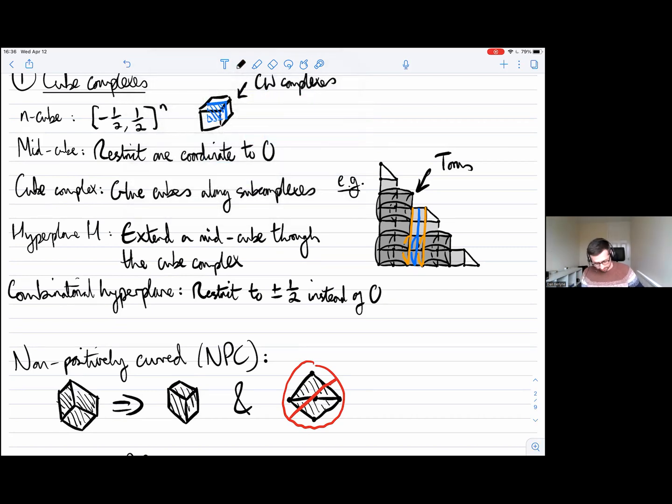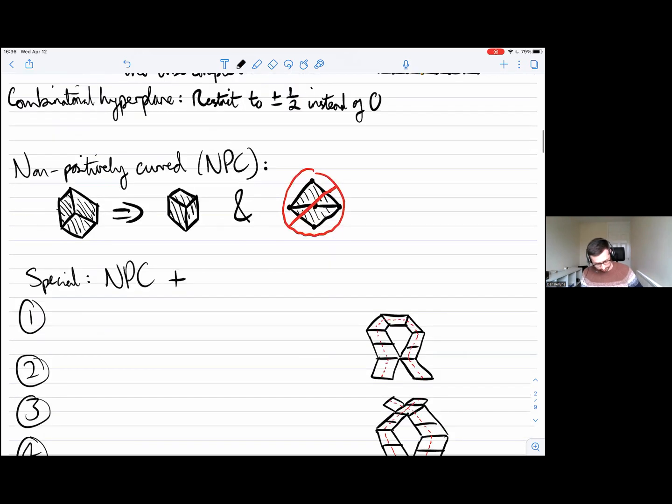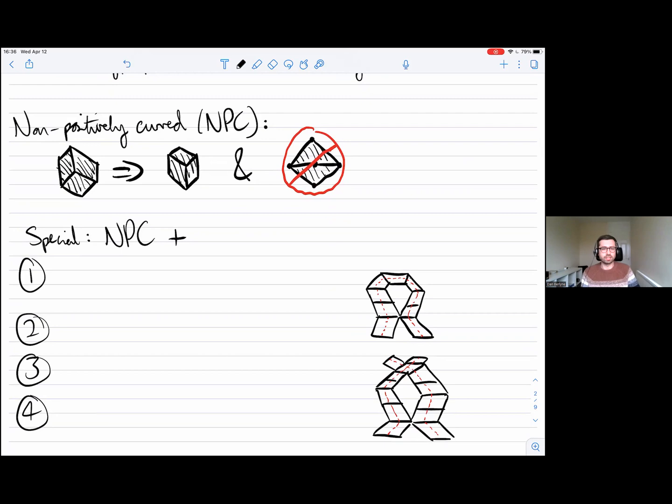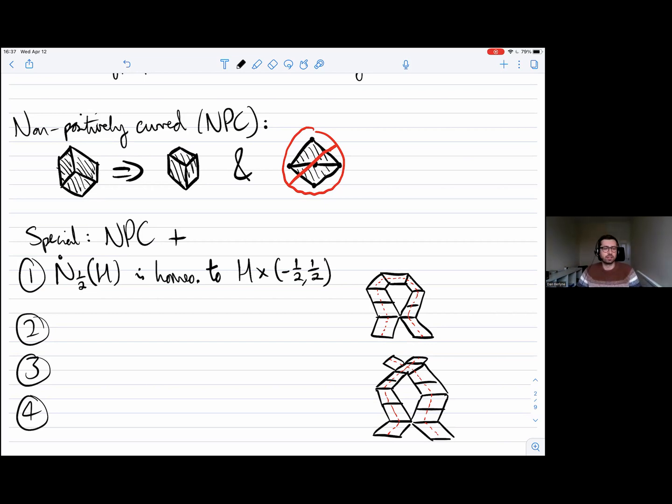So, given this non-positive curvature, we can also define what it means for a cube complex to be special, which is a stronger condition, which consists of the non-positive curvature condition plus some conditions on the hyperplanes. So the first condition is that the open half neighborhood of a hyperplane is homeomorphic to the hyperplane across the open unit interval. So in other words, the hyperplanes don't run through Mobius bands.